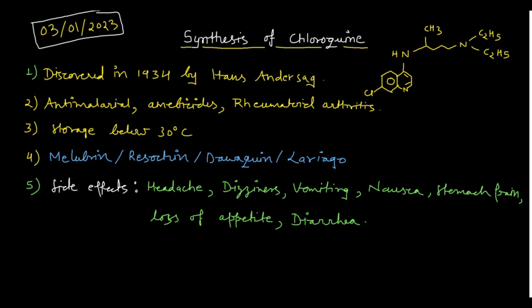The brand name of this drug is Melubrin, and this Melubrin is written in the syllabus of the BTech first year. So it is very difficult to find. If you are a beginner, or an engineering student, or you are doing your graduation only in chemistry, then it is very difficult to find the synthesis of Melubrin, because it is the trade name or the brand name. So you should check the packet of the Melubrin, and in the packet you will find the chloroquine name written over there. Melubrin is the brand name, like Resocin is another name, and Dawaquine is another name, and Lariago. These are a few brand names of this chloroquine.